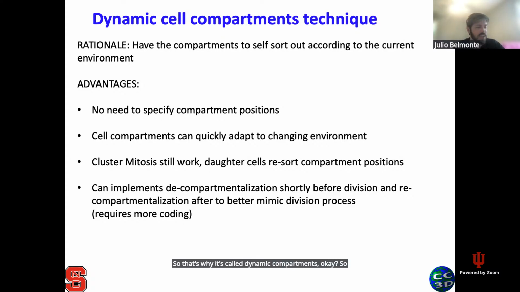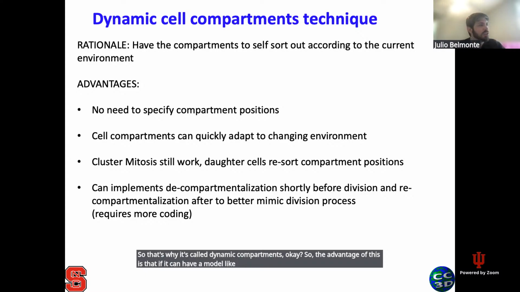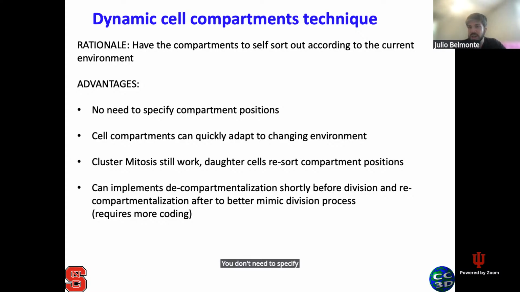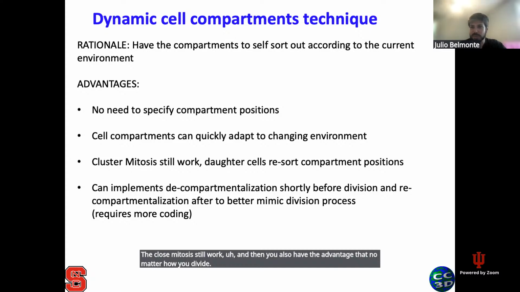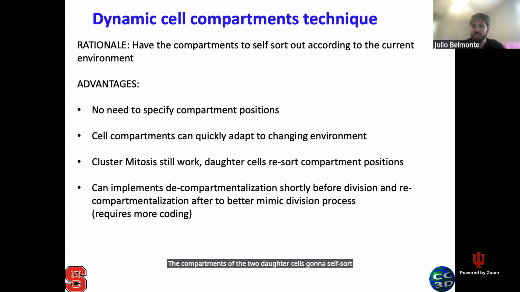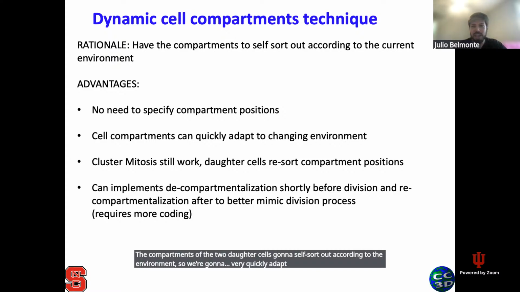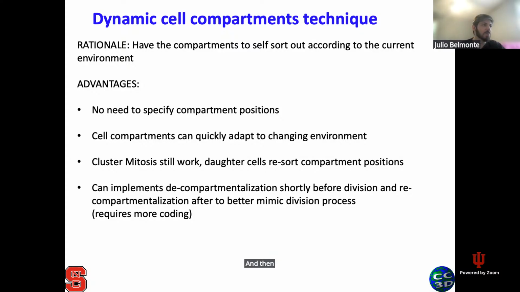So the advantage of this is that you don't need to specify the compartment positions initially. You just start everything mixed, and the cell is going to sort itself out. The cells can quickly adapt to a changing environment. The cluster mitosis still works, and no matter how you divide, the compartments of the two daughter cells are going to self-sort according to the environment, so they very quickly adapt. And you can also use this technique to implement decompartmentalization shortly before the division, divide, and then recompartmentalize the cell. And that can be a better mimic of the division process.